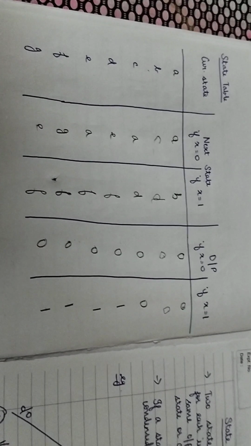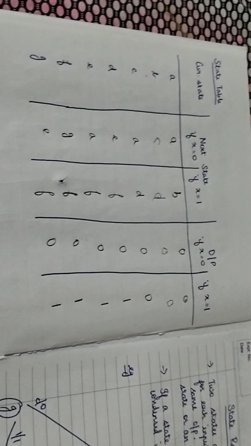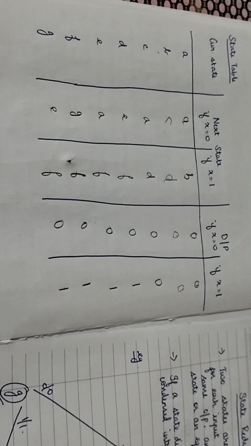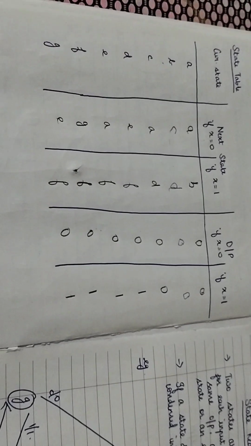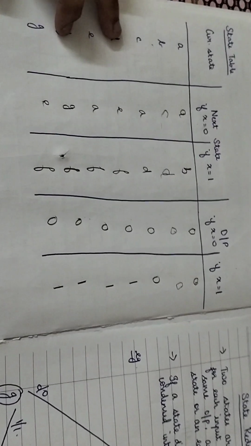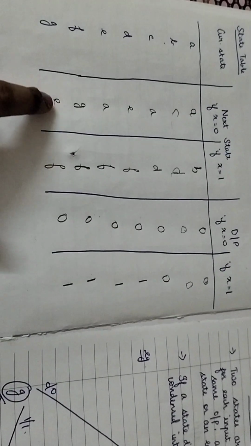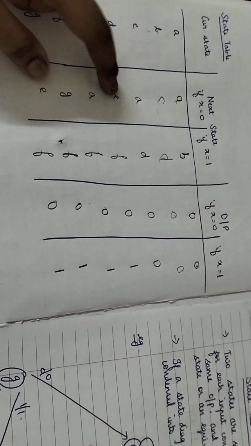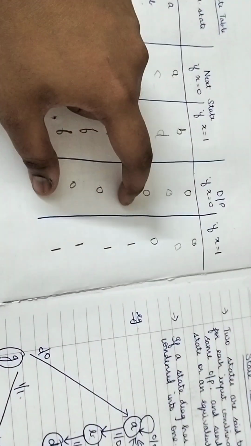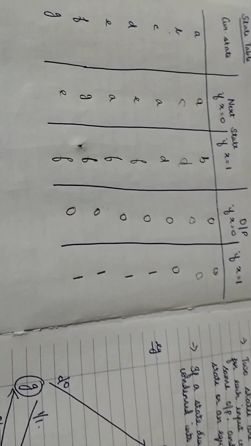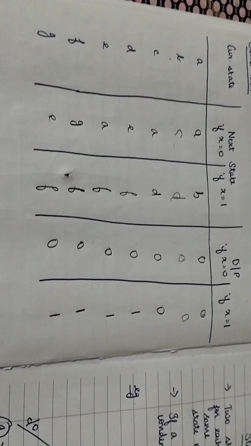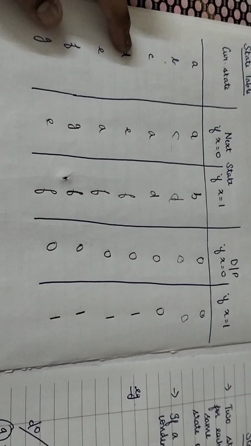Meaning I want to identify if there are any identical states, equivalent states, and remove the unnecessary or redundant ones. So, how do you identify equivalent states? If their values are the same, as in for every input it takes me to the same state and it gives me the same output, then I say these two states are equivalent.